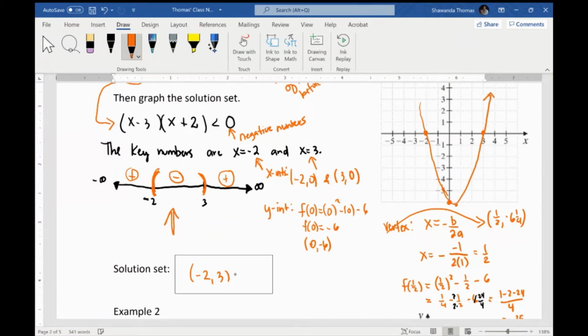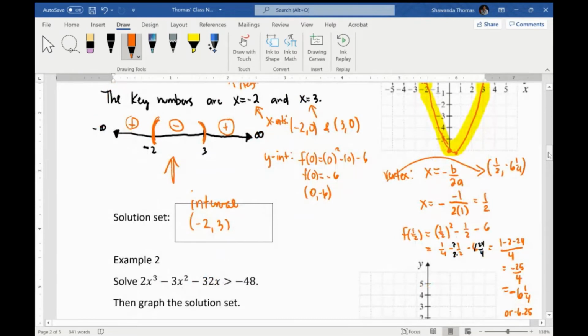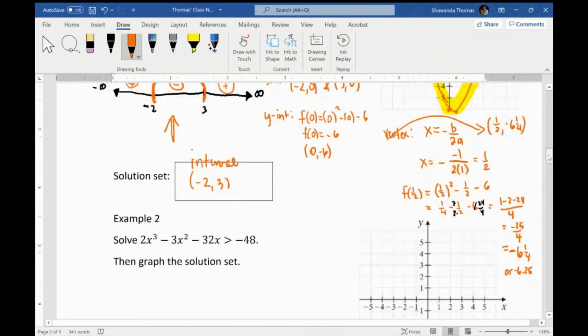All right, notice between -2 and 3, this is where your graph has negative y values. That's why the solution is the interval -2, 3. It's not a point. I know that can be confusing in math. You see parentheses and you think point automatically. But interval notation also uses parentheses.